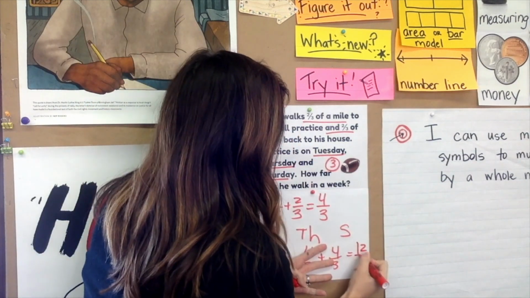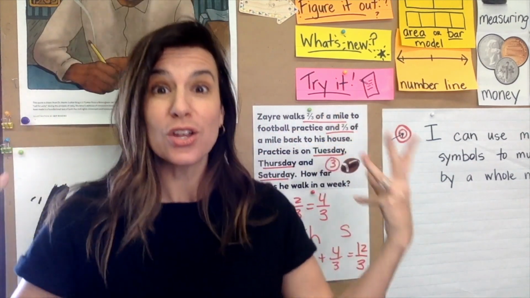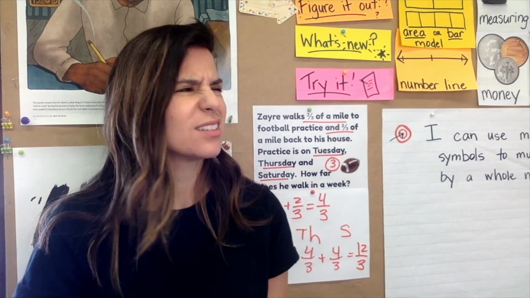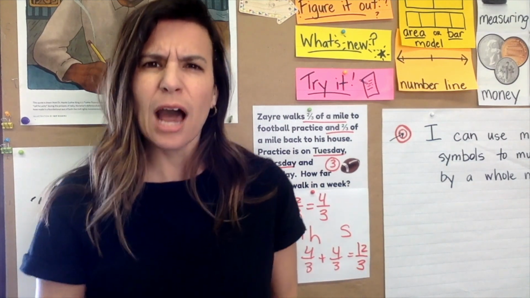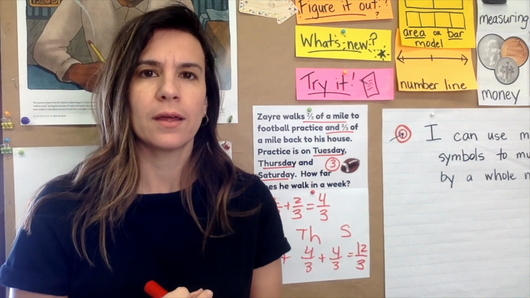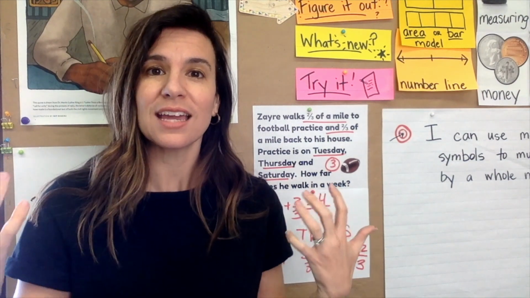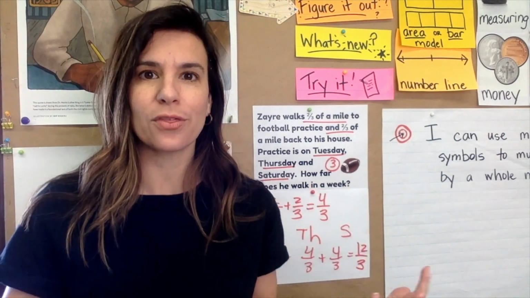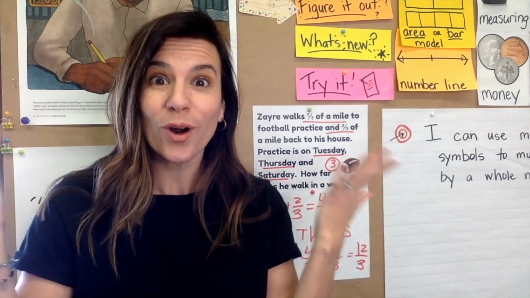Oh, it's 12/3. He walks 12/3 of a mile. That sounds kind of weird. How would you put 12/3 into a whole number? Oh, I know. It's like putting 12 divided by 3. He walks 4 miles.